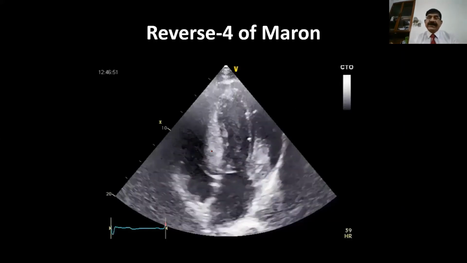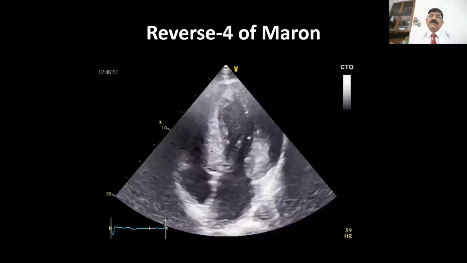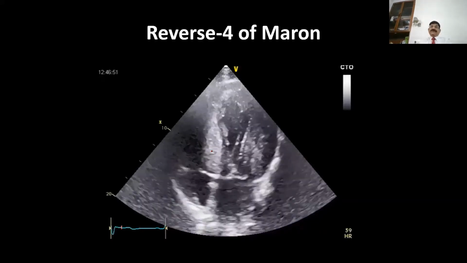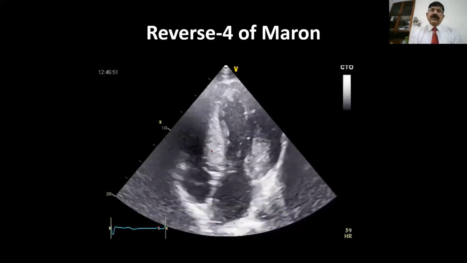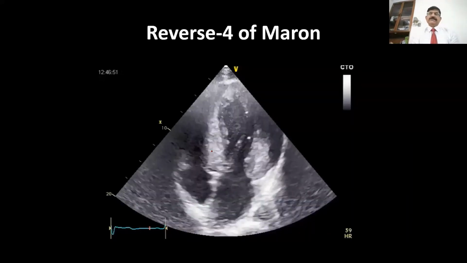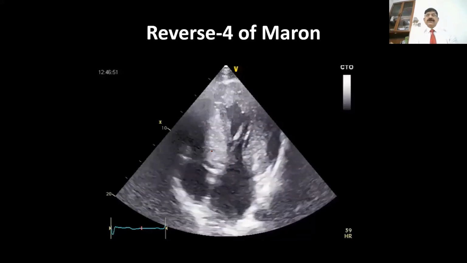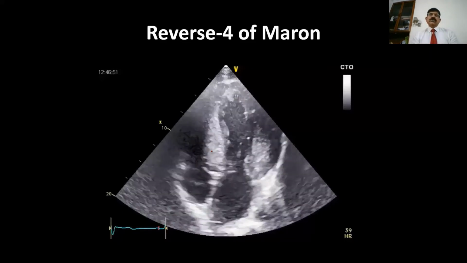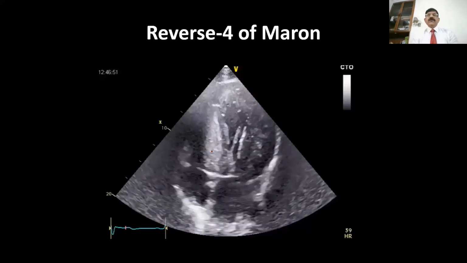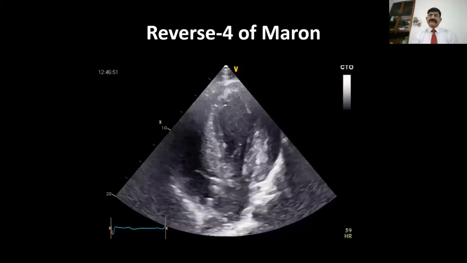Although Maron didn't describe it, we quite often see another variety called reverse 4. That means reverse of apical hypertrophic cardiomyopathy. This is an example where the apex is spared, but the anterolateral wall and septum, both in the basal segment and mid segment, show significant hypertrophy, long cords, abnormal papillary muscle, and of course abnormal anterior mitral leaflet. This variety is also very rare. Although not mentioned in the literature, we have found it present in about 1%. We are supposed to be reporting it. We haven't reported so far.